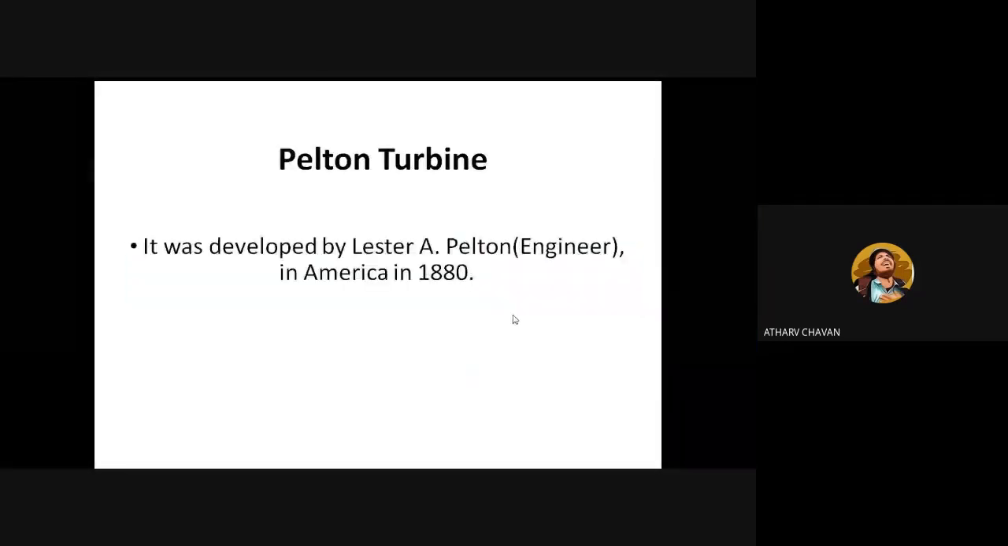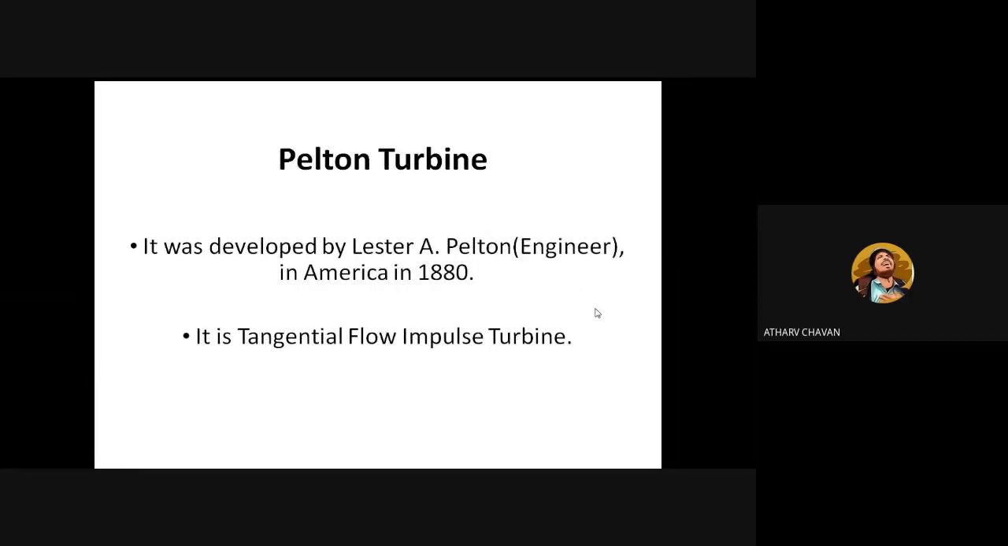It was developed by Lester A. Pelton in America in 1880, and it was given its name after his name, obviously, that is the Pelton turbine. It is a tangential flow impulse turbine. An impulse turbine is nothing but a turbine which uses the input energy totally as its kinetic energy. So the input energy available to the turbine is kinetic energy. That is called an impulse turbine.